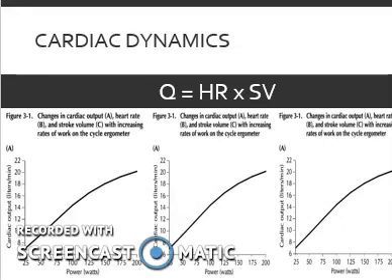Stroke volume refers to the quantity of blood pumped out of the left ventricle with every beat. The exact volumes are not easily measured, so they are often estimated based on what we know about stroke volume.